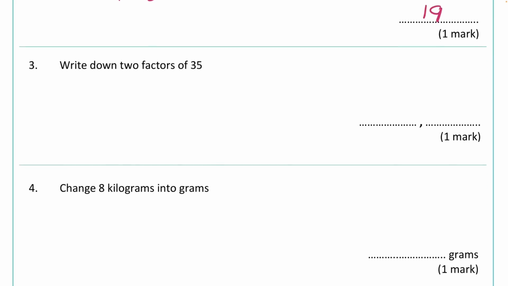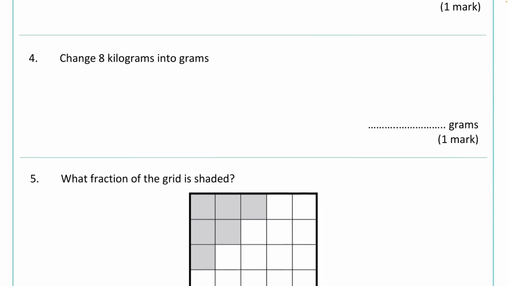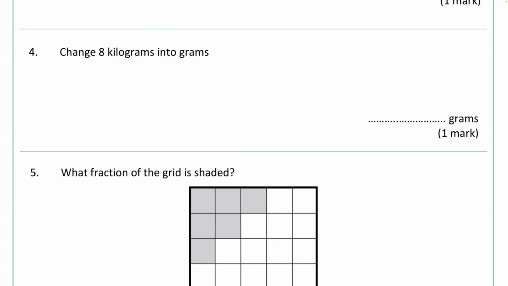Writing down 2 factors of 35, we have a few options. We can have 1, 35, we can have 5, we can have 7. You don't have to write them in those particular pairs, so it can be any 2 of those factors. I'm just going to write down 5 and 7, but you could pick any 2 out of the 4 numbers there. Changing 8 kilograms into grams, there are 1,000 grams in a kilogram, so that would be 8,000. And again, you could write down your conversion there, but we only get the 1 mark just for saying 8,000.